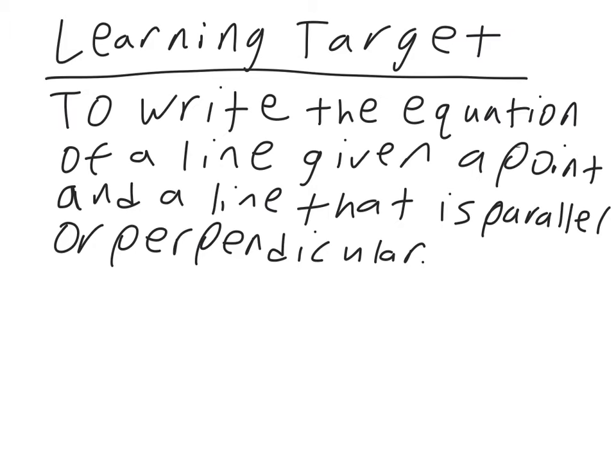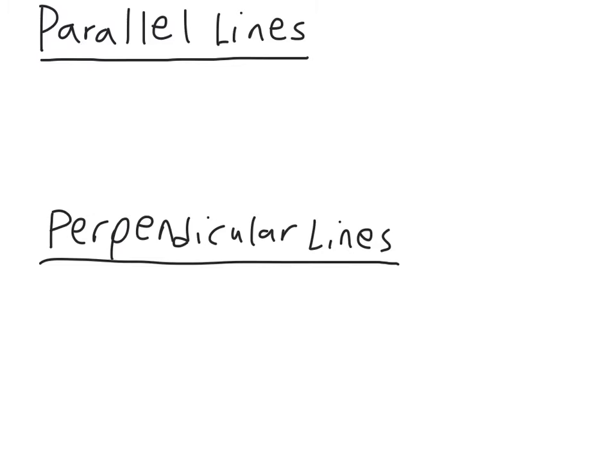The learning target for today is to write the equation of a line given a point and a line that is parallel or perpendicular. I'm going to give you a point and the equation of another line that's either parallel or perpendicular, and using the slope of that line, you're going to find the line that goes through the point. Let's get started. First, we're going to talk about what parallel and perpendicular lines are.